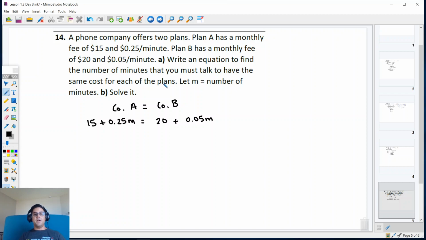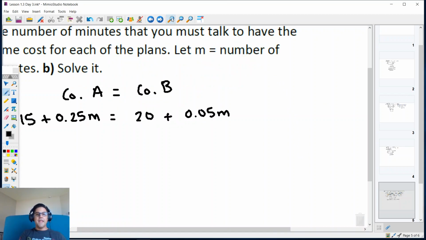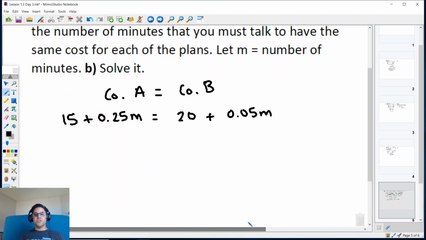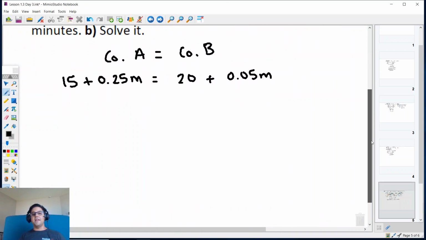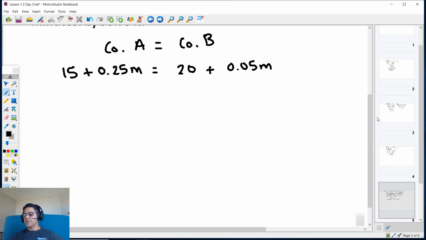So that is part A. I wrote an equation. Part B, solve it. So really just continue on. Again, the key is setting them equal to each other. And we're going to do that later on in chapter 8 when we are solving volumes, and they're going to have equal volumes. So practicing right now will help us later on as well.